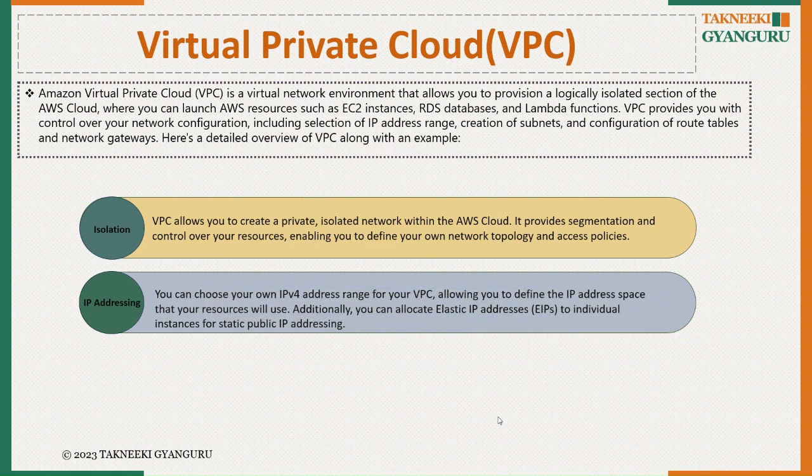IP addressing. So you can choose your own IPv4 address range for your VPC, allowing you to define the IP address space that your resources will use, right? Additionally, you can allocate an elastic IP address to an individual instance for a static public IP address. It means you can create your own IP address range. Based on your range of IP addresses, those IP addresses will be assigned to your resources, right?